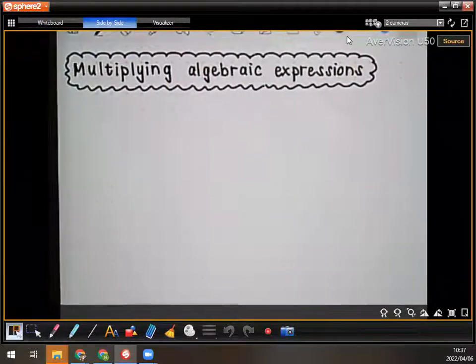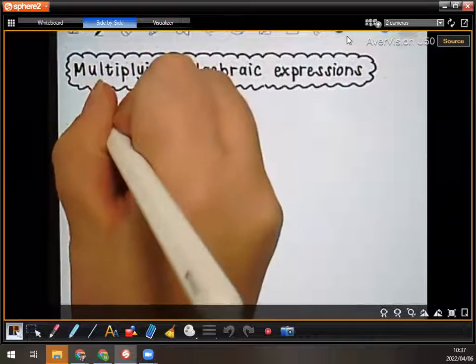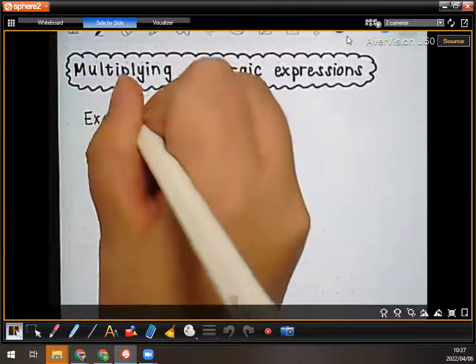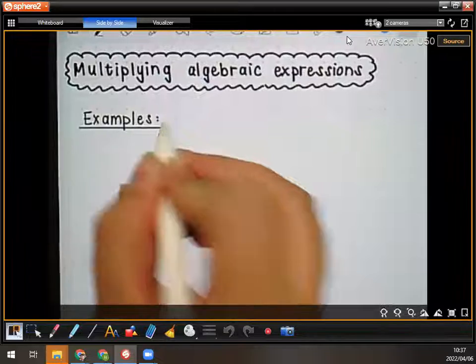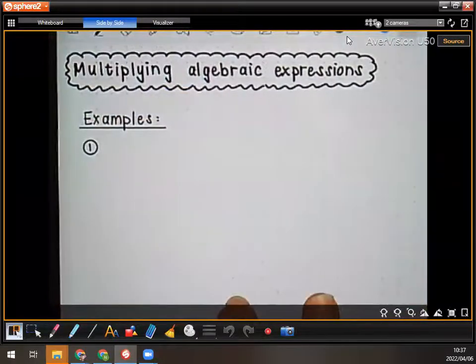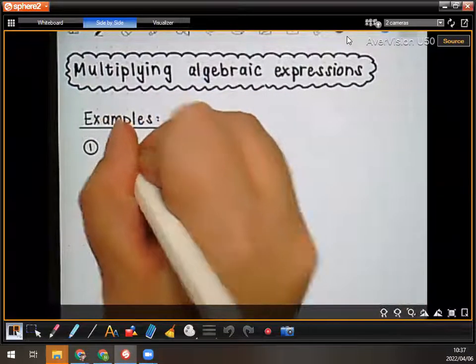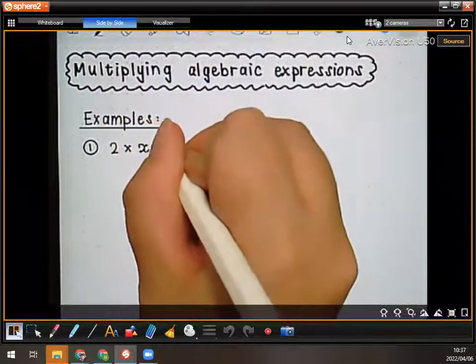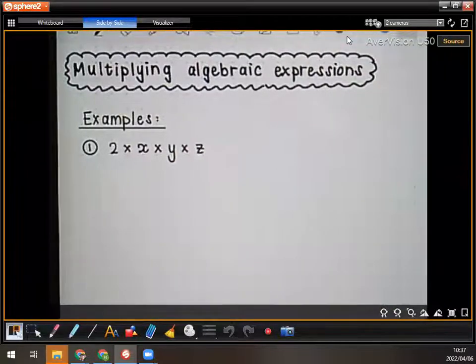So guys, we're just going to go straight into some examples. I think some of you might have done this in primary school already, but not everyone. Okay, so I'm just going to write examples, and then we'll talk about it as we go through them. Okay, so for the first one, if we have something like 2 times x times y times z.